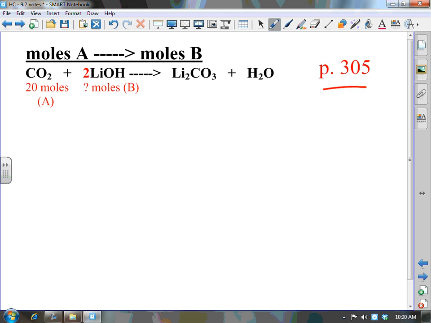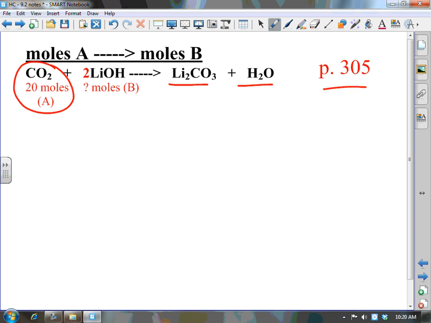You read the question, and here's basically the reaction. They tell you there are 20 moles of carbon dioxide in the reaction. How many moles of lithium hydroxide will be needed to produce the lithium carbonate and the water? Okay? So chemical A is what we're given. Chemical B is what we're trying to solve for.